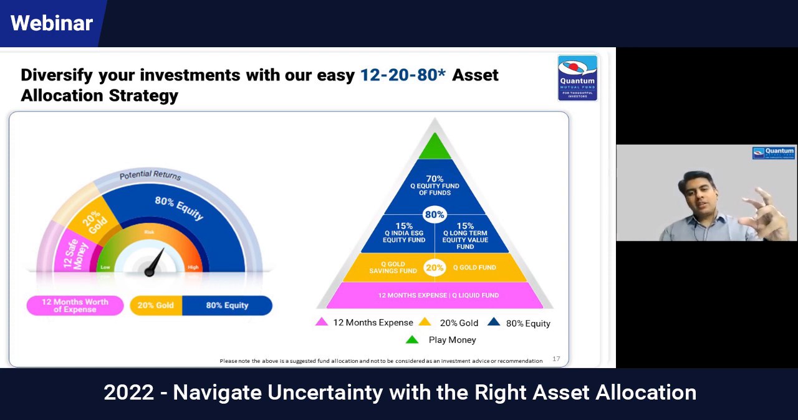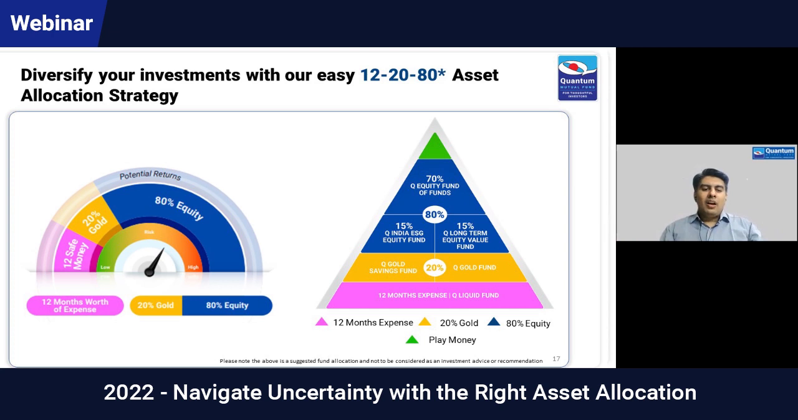So that equity bucket of 80% should be split: 70 in equity fund of funds, 15 in ESG, and 15 in long term value. You do this, and I think this makes the 12, 80, 20 strategy: 12 months of safe money, 20 to gold, and 80 to equities.